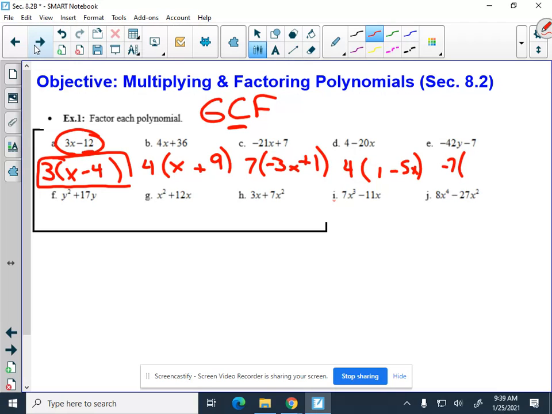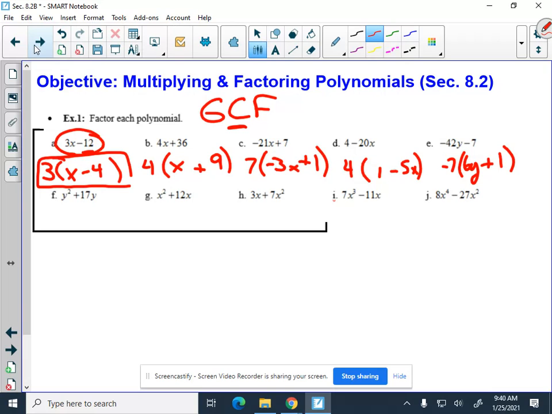All right, now this next one, since they're both negative, I am going to take out a negative. Again, with the negative, it wouldn't matter if you didn't take the negative out, but since they're both negative, I'm going to pull out a negative. Now, negative 7 times 6 would be negative 42, and I would need a y. That would make negative 42y. The next number is plus 1, because negative 7 times 1 is negative 7.